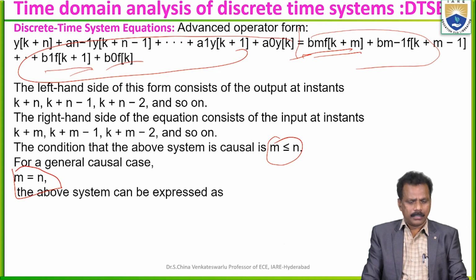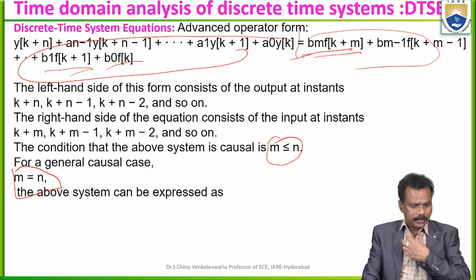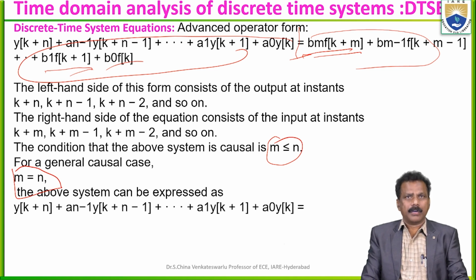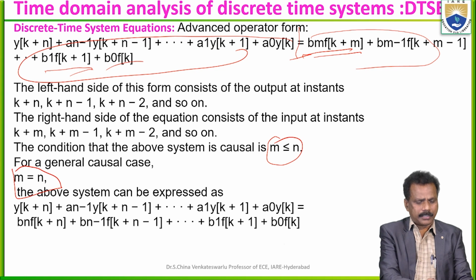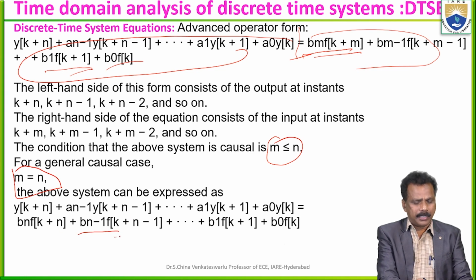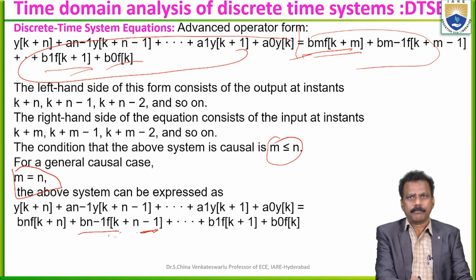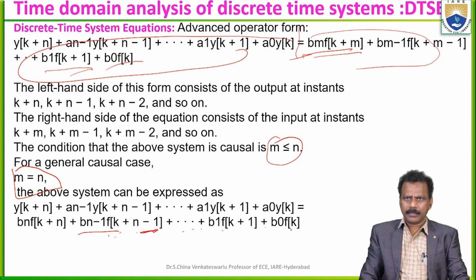The above system can be expressed mathematically as y of k plus n plus a n minus 1 y of k plus n minus 1 plus and so on, plus a1 y of k plus 1 plus a naught y of k, which is also equal to bn f of k plus n plus bn minus 1 into f of k plus n minus 1 plus and so on, plus b1 into f of k plus 1 plus b naught f of k.